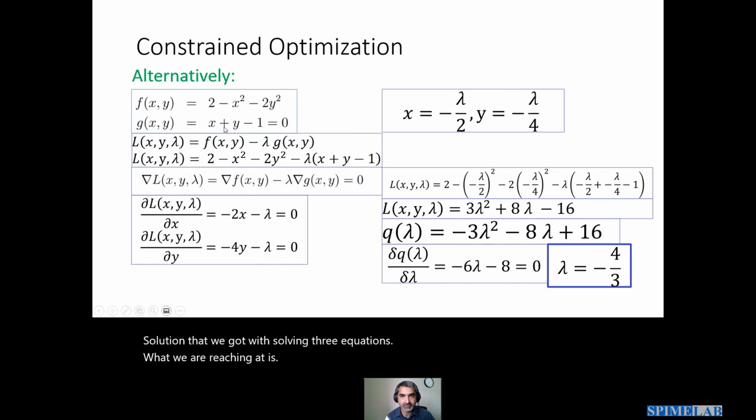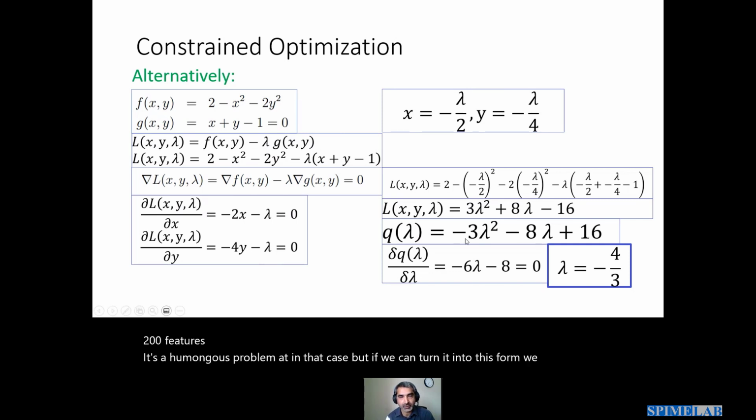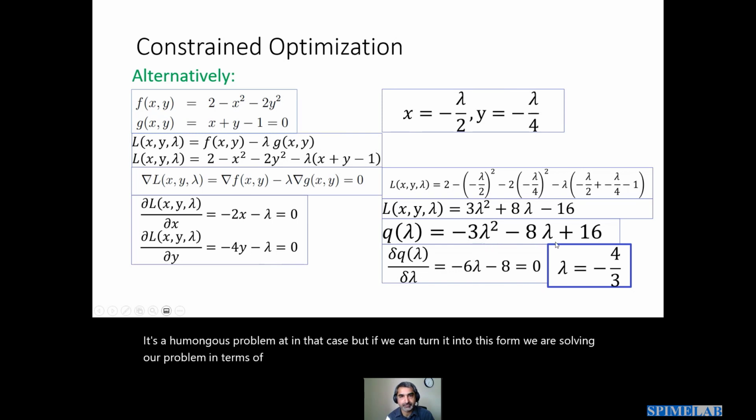What we are reaching at is that we have just one constraint, instead of 2 variables. If we had 200 features, it's a humongous problem in that case. But if we can turn it into this form, we are solving our problem in terms of only one variable, in terms of the constraints. This intuition is very important.